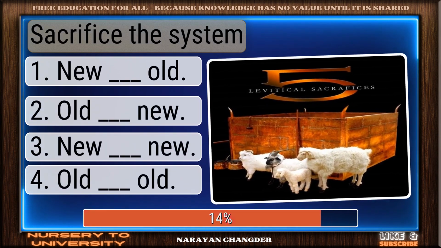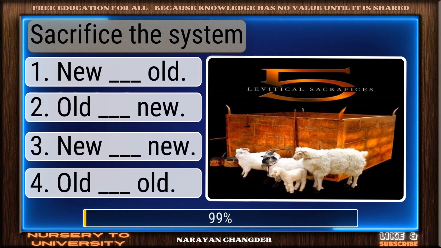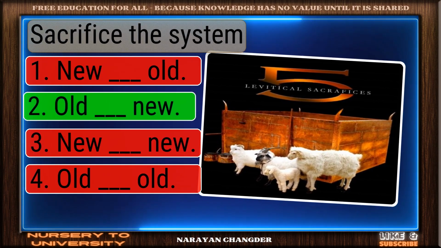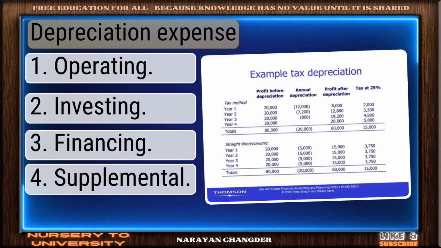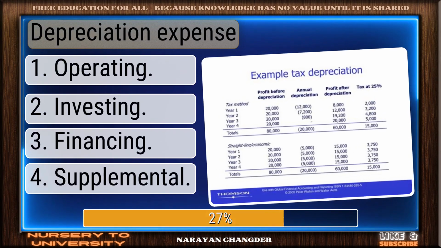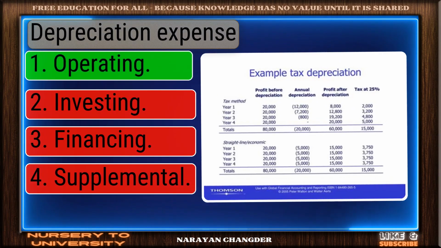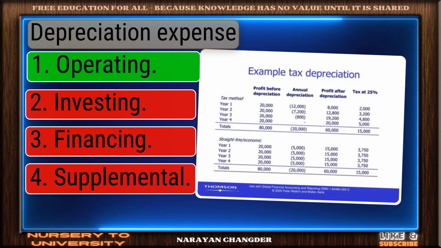Sacrificing ratio. Smart move. Old minus new is an accurate answer. Depreciation expense. Clear logic. Your choice operating is sound and 100% true.